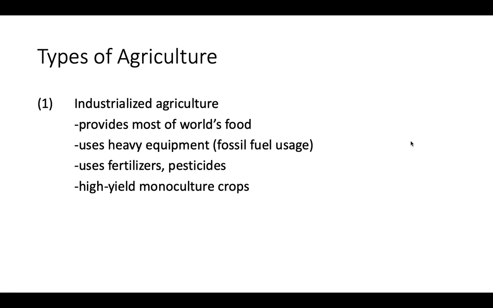This is going to be the one, I would argue at least, that has the most negative effect on the environment. Industrialized agriculture, sometimes we'll refer to it as large-scale agriculture as well. This is what provides most of the world's food. It uses heavy equipment, which obviously means you're going to use a lot of fossil fuels, gas-powered equipment. It uses heavy amounts of fertilizers and pesticides, and it is generally to create high-yield monoculture crops. So that's when you're only planting one crop over and over and over again in the same area.